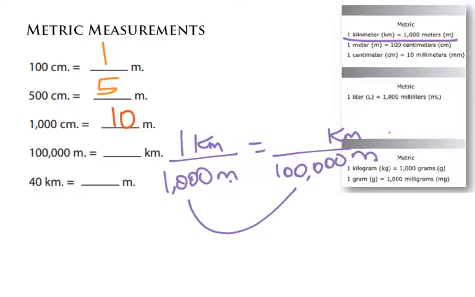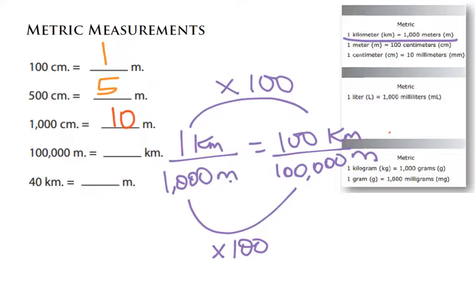Well, how do I get from 1,000 to 100,000? It's kind of like going from 1 to 100. What do I multiply by? I multiply by 100. So I would take my 1 kilometer and multiply that by 100. 1 times 100 is 100. So I would have 100 kilometers. Okay?